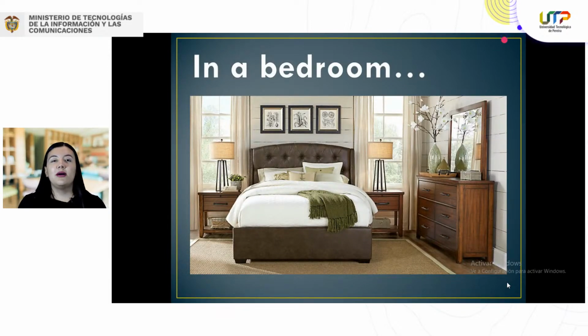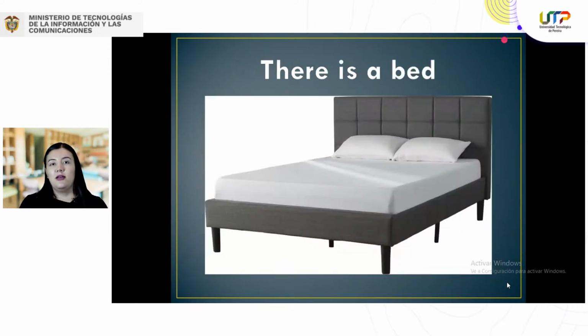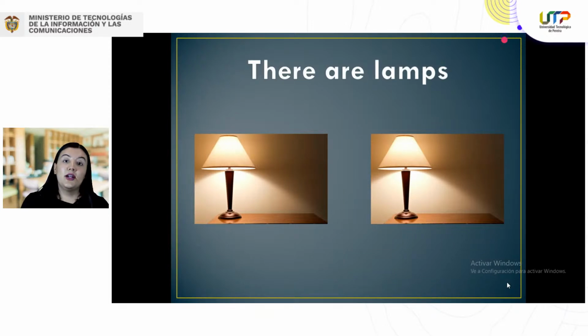Now, let's talk about the things that you can find in a bedroom, ¿sí? En la habitación que podemos encontrar. Así que vamos con nuestra primera cosa. The most important thing in the bedroom, of course, there is a bed, okay? There is a bed. There are lamps. There are lamps.